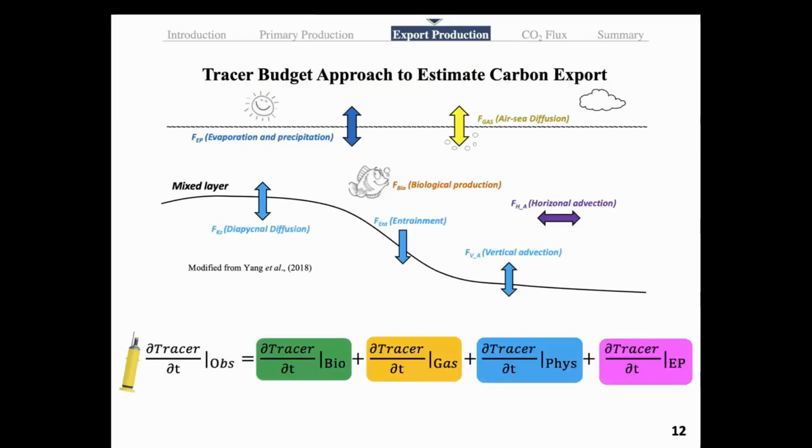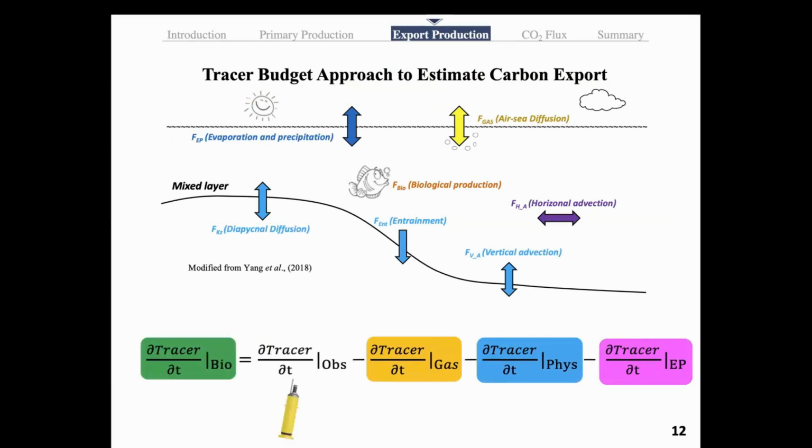As you just learned from the previous talk, the time rate of change of a tracer from the BGC float is affected by multiple physical and biological processes. I'm particularly interested in the biological term, which can be computed as a residual: the left-hand side is the float observation, subtracted by the other abiotic terms. Under the assumption of steady state, the biological term can be equal to the export production.